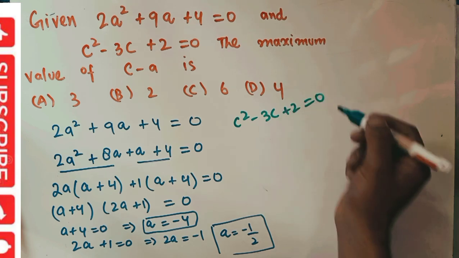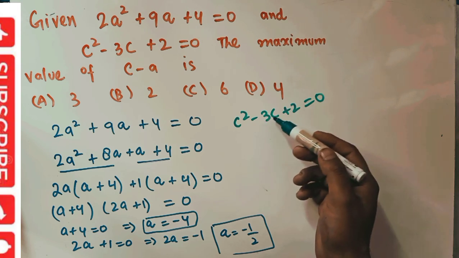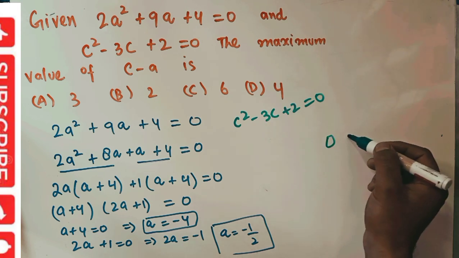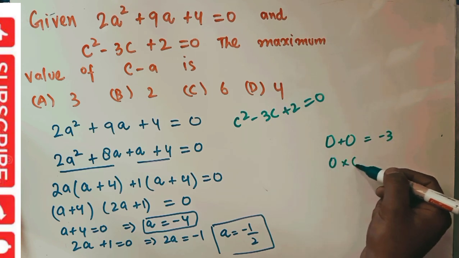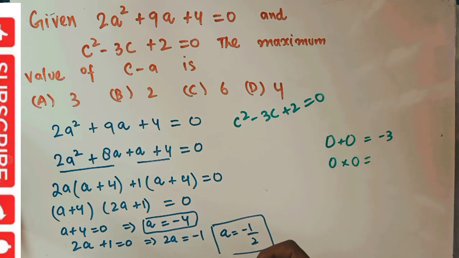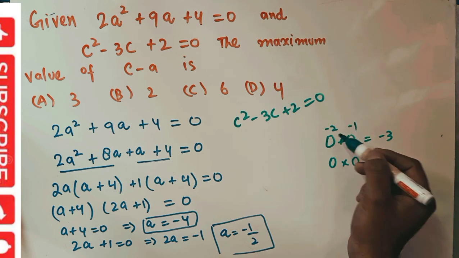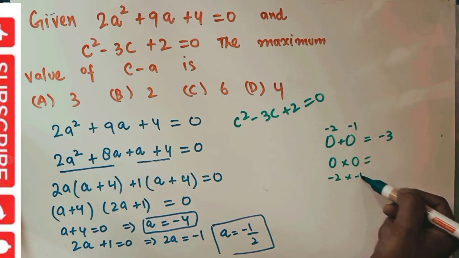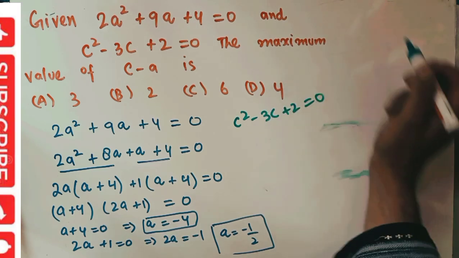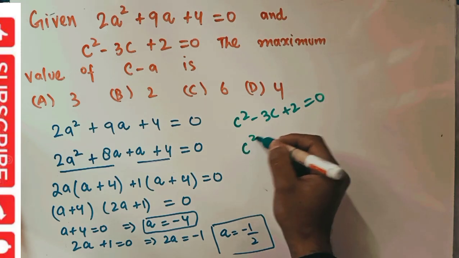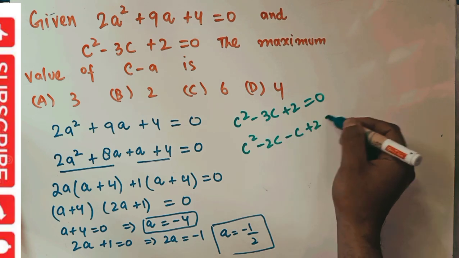= 0. Solving again, we need the sum of two numbers equal to the coefficient of c, which is -3, and the product of the same two numbers equal to the constant term. Here we can see, if I write -2 and -1, the sum becomes -3, and -2 into -1 is plus 2. So rewriting this, we can write c² - 2c - c + 2 = 0.